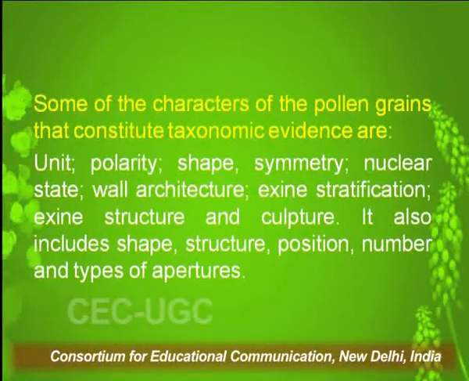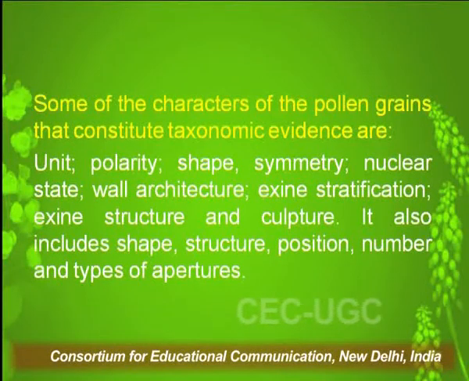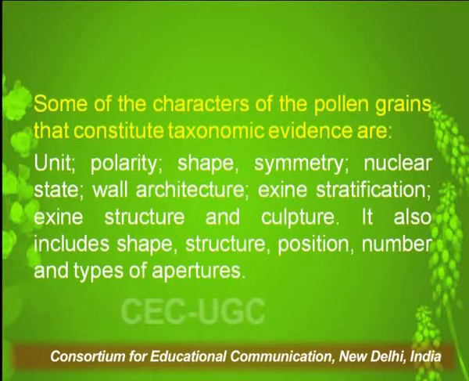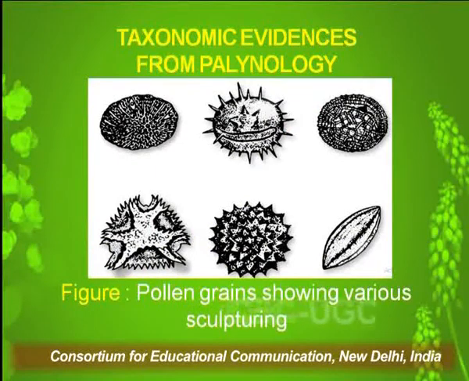Some of the characters of the pollen grains that constitute taxonomic evidences are its unit, polarity, shape, symmetry, nuclear state, wall architecture, exine stratification, exine structure, and sculpture. It also includes shape, structure, position, number, and type of apertures. All these features really help to solve many taxonomic problems. This slide shows the pollen grains from various plants.